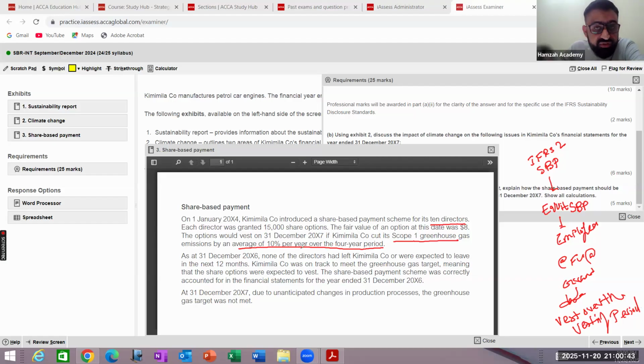So here, the 10% reduction in greenhouse gases is a non-market performance condition which should be fulfilled over the next 4 years on average. Now at 31st December X6, none of the directors had left the company or were expected to leave in the next 12 months. The company was on track to meet the greenhouse gas target, meaning the share options were expected to vest and the share-based payment scheme was correctly accounted for in the financial statement at 31st December X6. So there were 15,000 options per director.